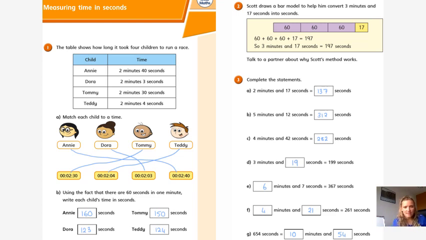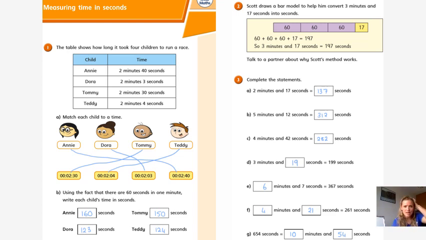So using the fact that there are 60 seconds in a minute, write each child's time in seconds. So for Annie, we know that there are 60 seconds in a minute. She has run 2 minutes and 30 seconds, so I can do 60 add 60, which is 100. Sorry, Annie ran 2 minutes and 40 seconds, so we can do 60 add 60, which is 120, add the 40 seconds, which is 160.